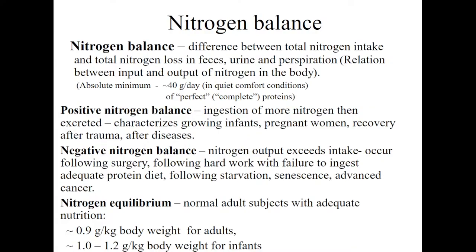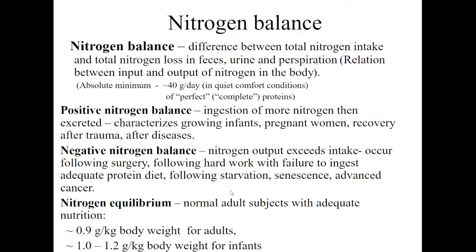But if input is more than output, it's a positive nitrogen balance. When does it take place? In growing infants or babies, pregnancy, and recovering after serious disease or trauma. If input is less than output, due to absence or inefficiency of proteins in the diet, or any serious physical exercise or stress, or senescence, exit will every time be more than input, and in this case it will be a negative nitrogen balance.